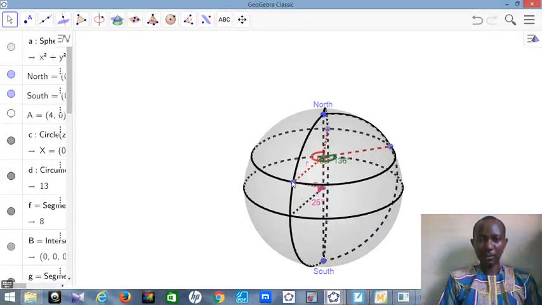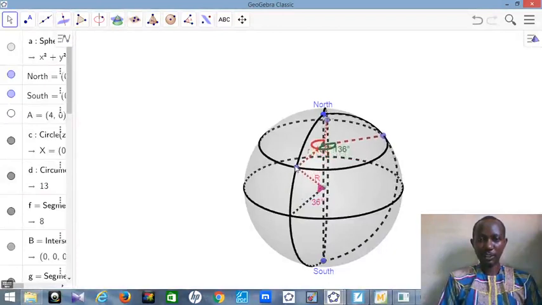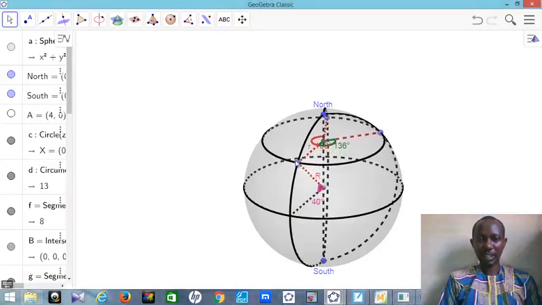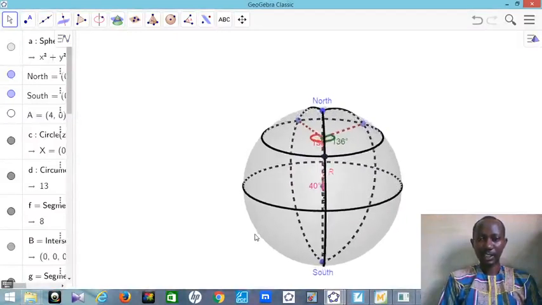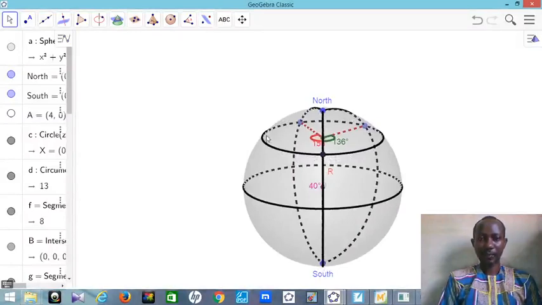So when you move up, when you get to 40 degrees, you stop. 39, 40 degrees. So this is the angle, 40 degrees. So you can see it. So this is the latitude now, 40 degrees north. It will go round and form the circle. And you can see it's smaller than the equator. Okay, so this is that.